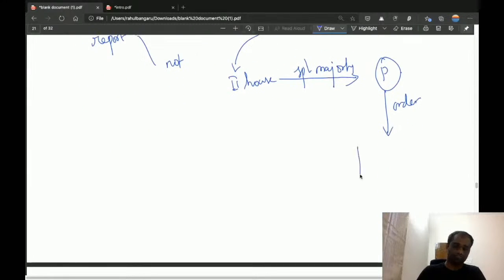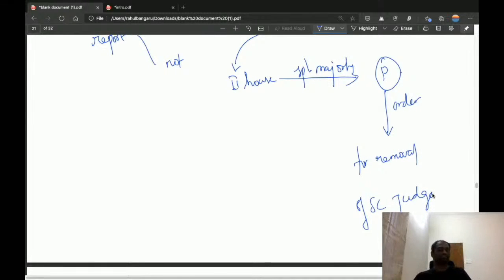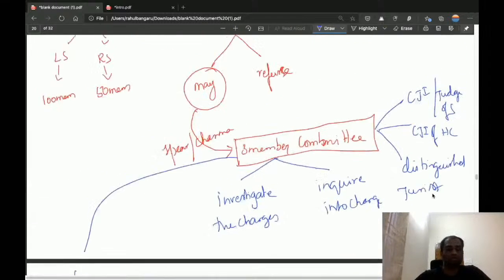Once this motion has gone to the President, he will issue an order for removal of the Supreme Court judge. Okay, the President will issue an order for removal of the Supreme Court judge. So this is the process of removal of a Supreme Court judge, everyone.